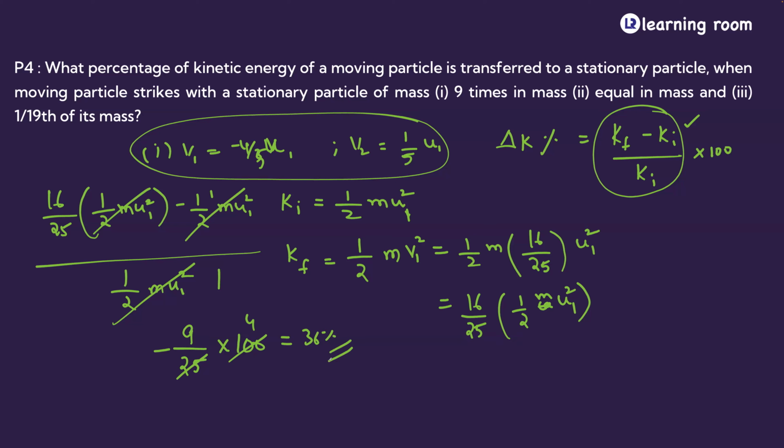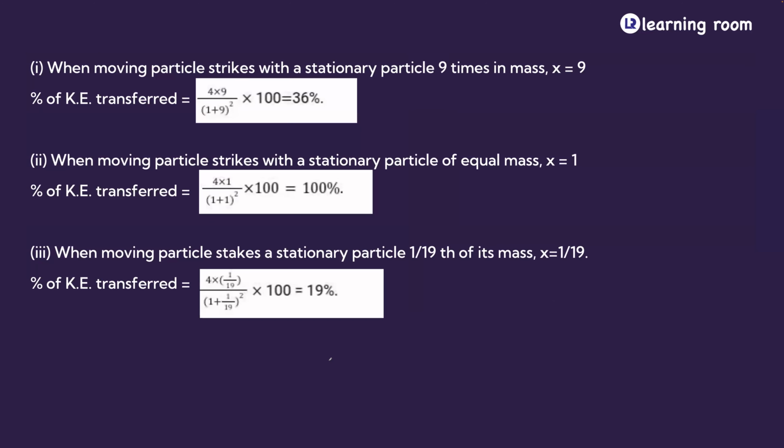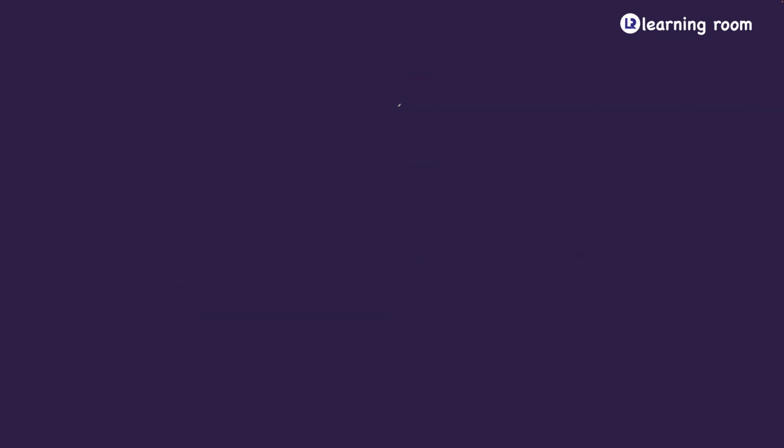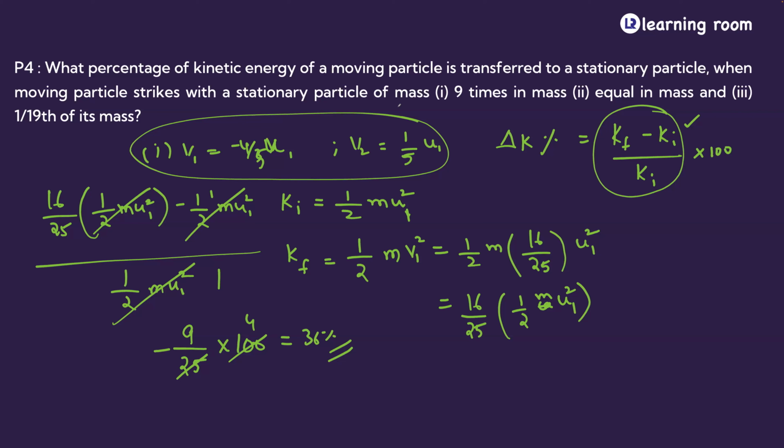So minus 36, the minus indicates that 36% of its energy is lost. Okay, that's what this is. What they have done is taken a generic value and then solved it. If you solve it like that, it will become complicated. Don't go like that. So what is the procedure we followed here? We need to calculate the final velocity of the first particle, the final velocity of the second particle, and apply the formula K final minus K initial divided by K initial into 100.